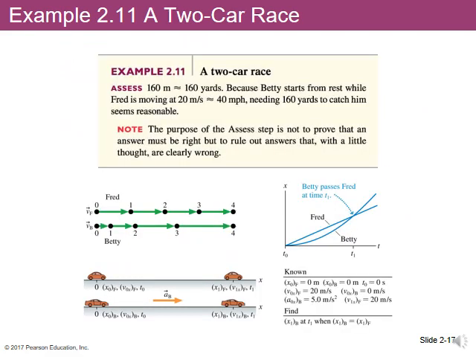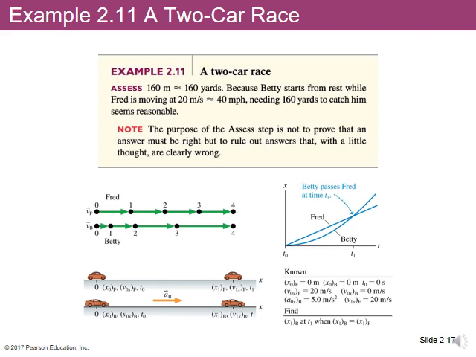Our last step in every problem is to assess. Make sure the answer makes sense. So 160 meters, what we calculated, is about 160 yards. Because Betty starts from rest, it makes sense that she needs about 160 yards in order to catch up.